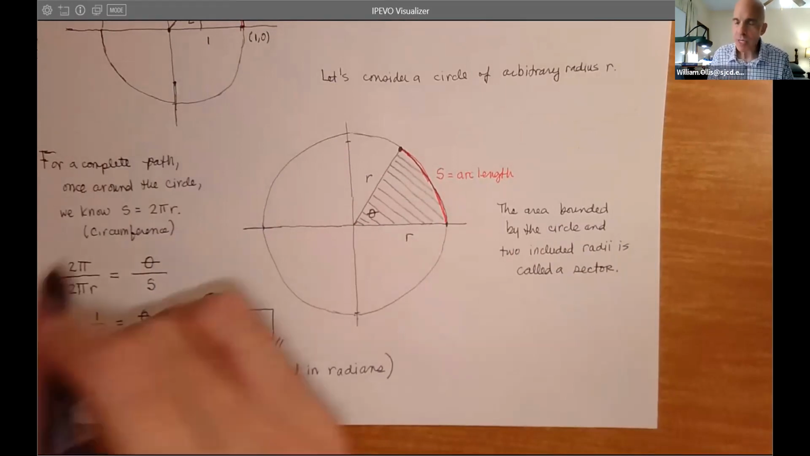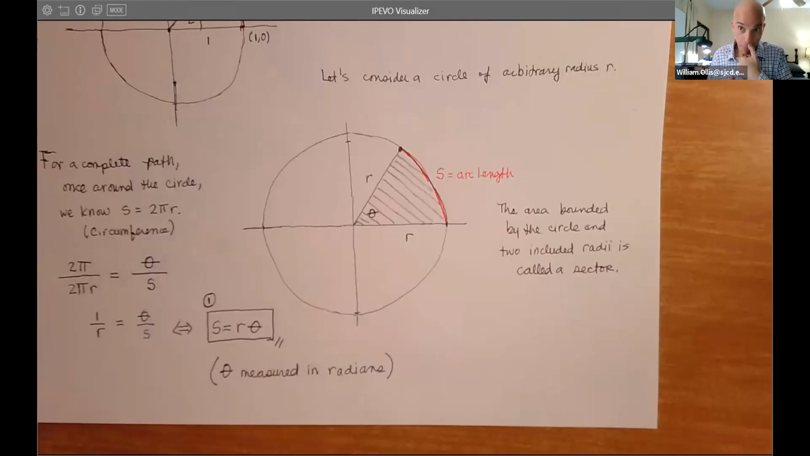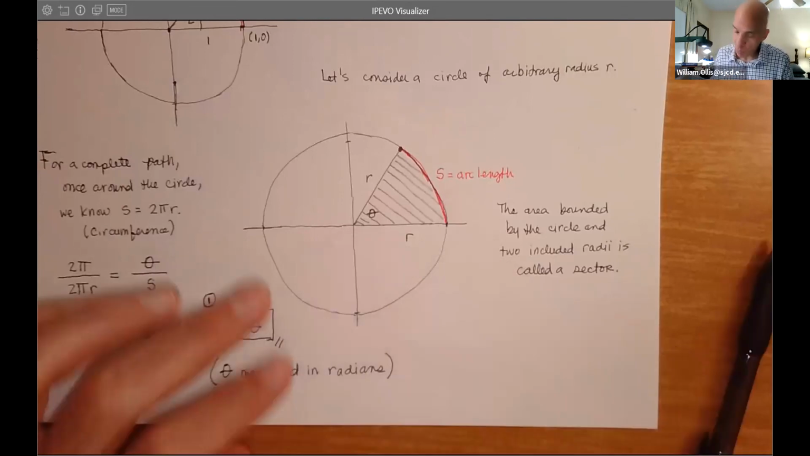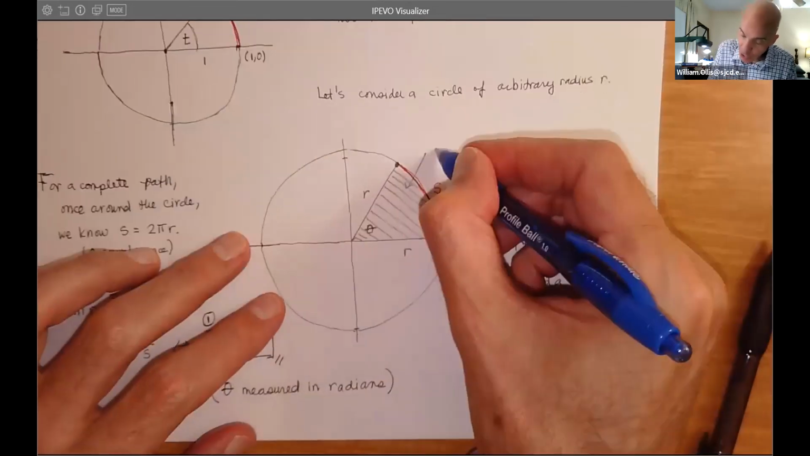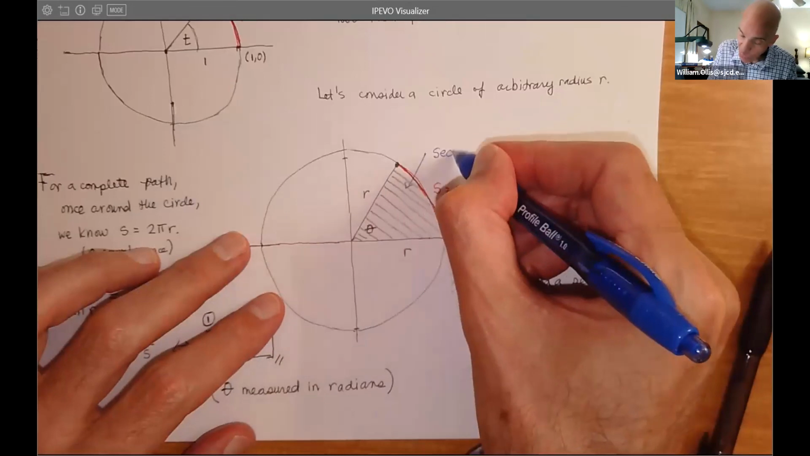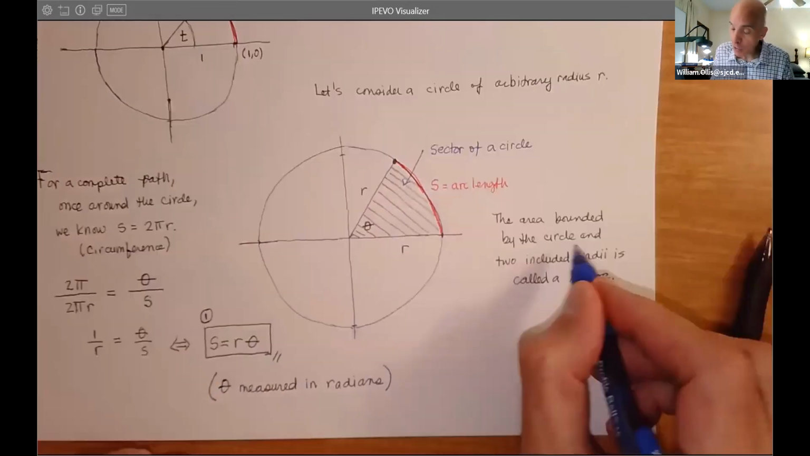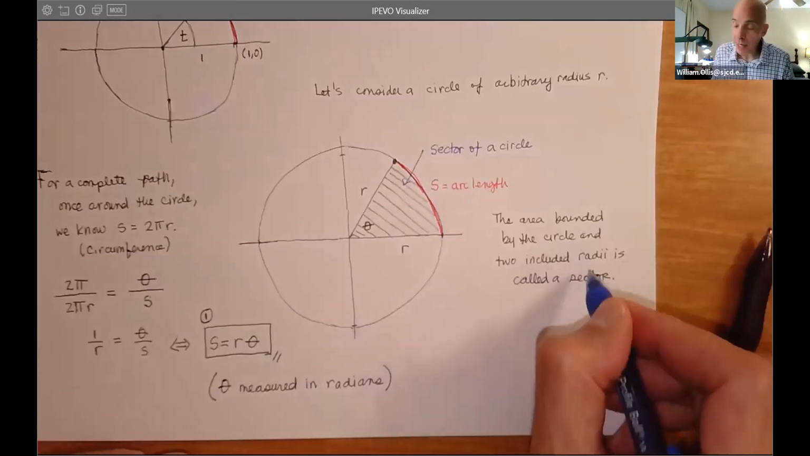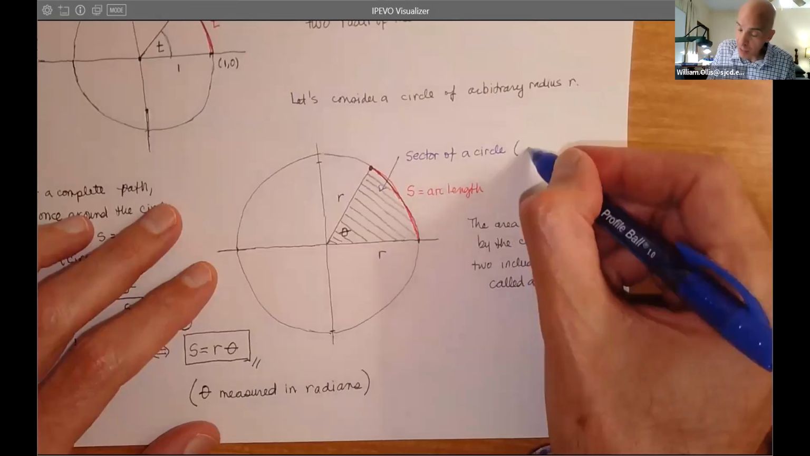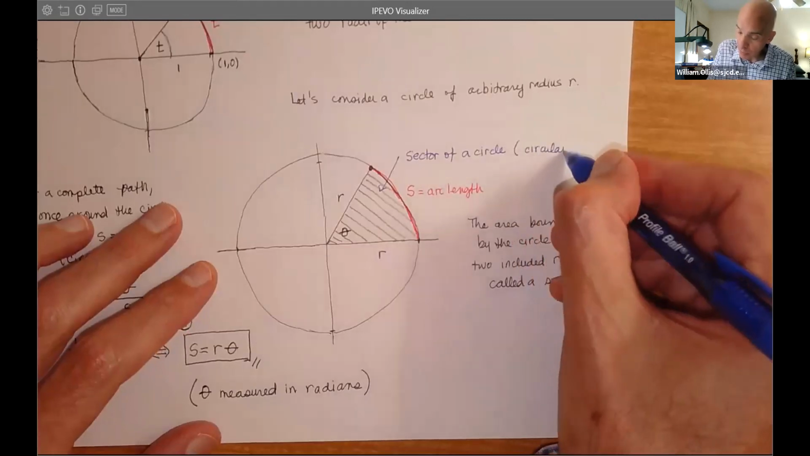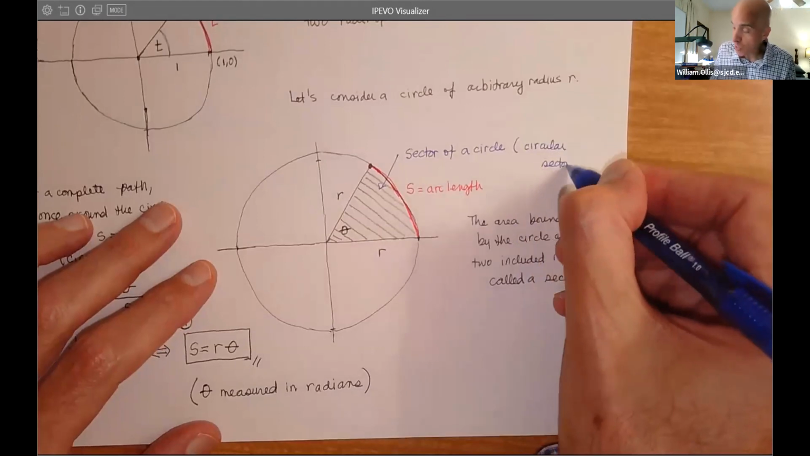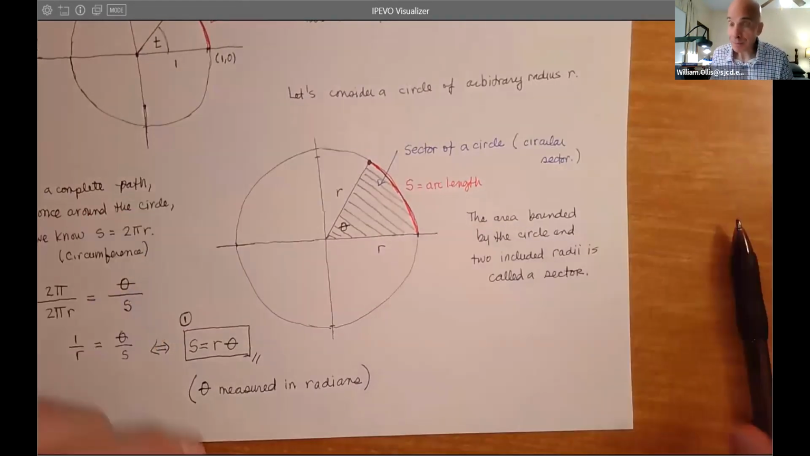So again, we're using some results from Euclidean geometry to move these problems forward. Otherwise, we'd kind of get stuck. So this is what we define as a sector of a circle: the area bounded by the circle and the two included radii. And sometimes we just get fancy and say circular sector, or just say sector.